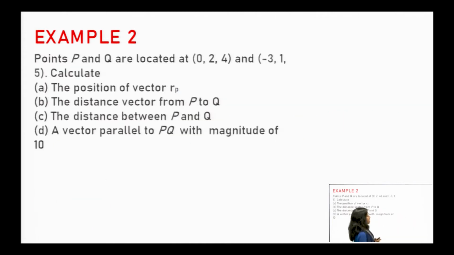Let us come to the second example. In this example, the question is: points P and Q are located at here and here. These two coordinates are given for P and Q, and now we need to calculate the position vector RP and the distance vector from P to Q.